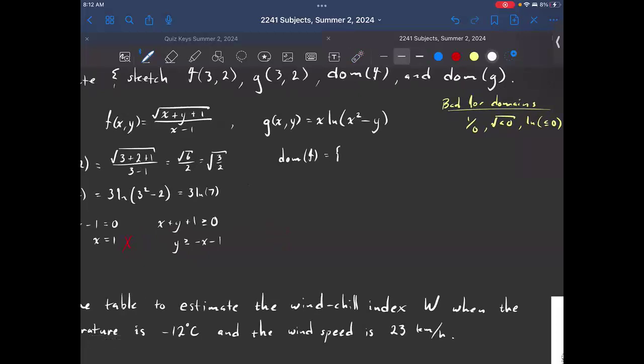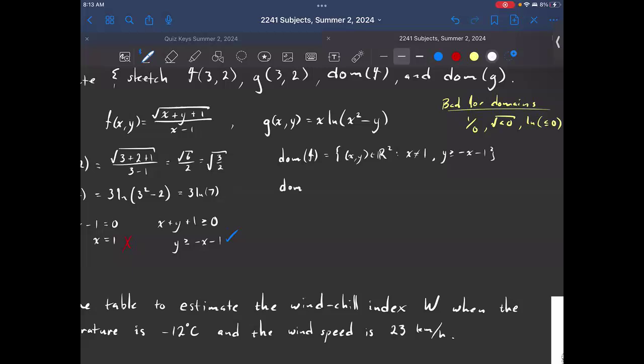Okay, and so that's what we can write in for our domain. It's the set of all x, y in R2 so that x is not equal to 1. Remember, this was good and this was bad. So I want x to not be equal to 1, and y is greater than or equal to negative x minus 1. Okay, so that's the domain of f.